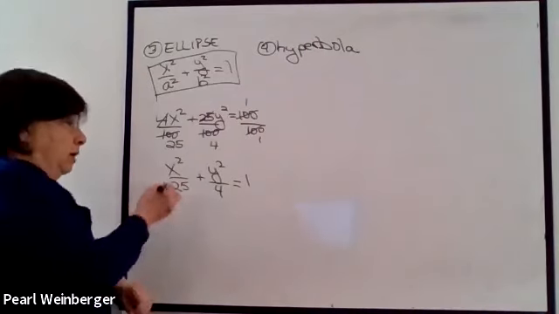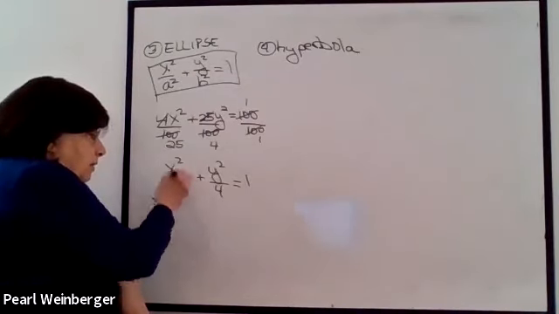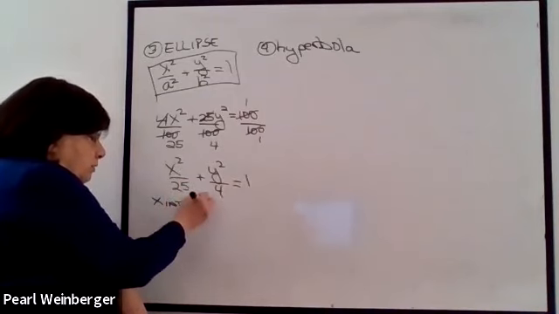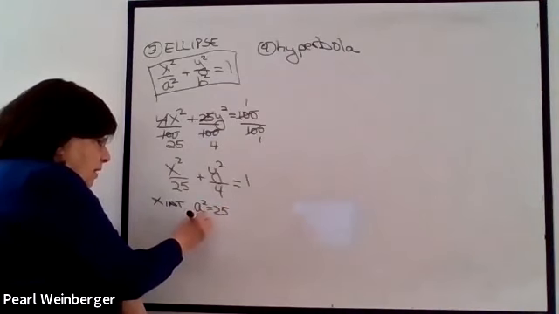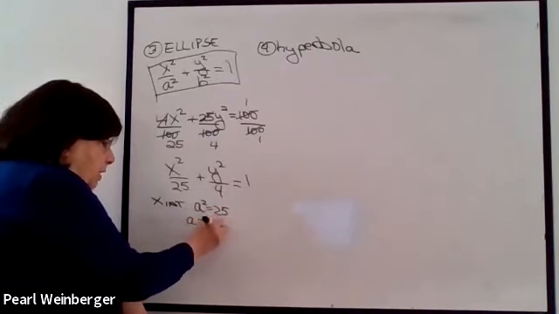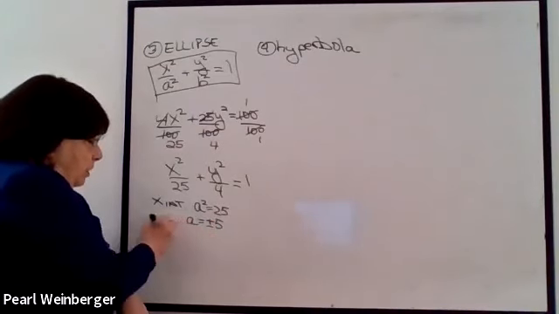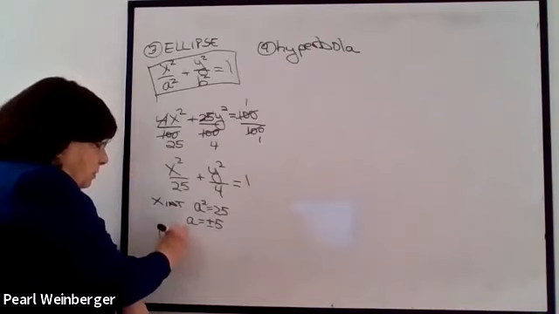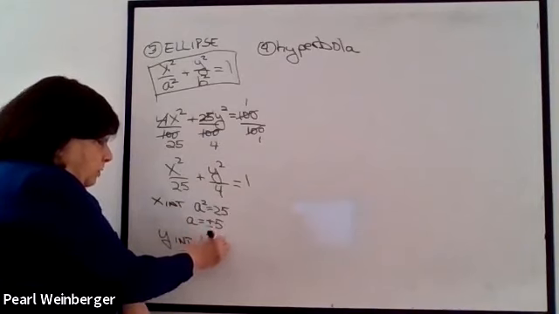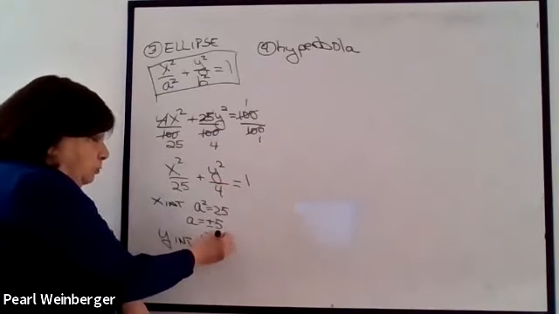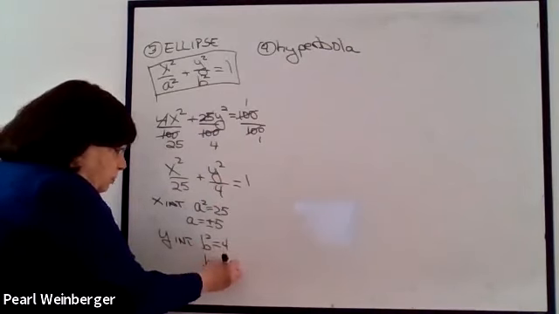And now we can figure out the x-intercepts by taking the a squared, which is the number under the x squared, that's 25. So the a has to be either plus or minus 5. The x-intercepts are either plus 5 or negative 5. The y-intercepts, well, that we get from the b squared, which is the number under the y squared. The b squared is 4, means the b is plus or minus 2.